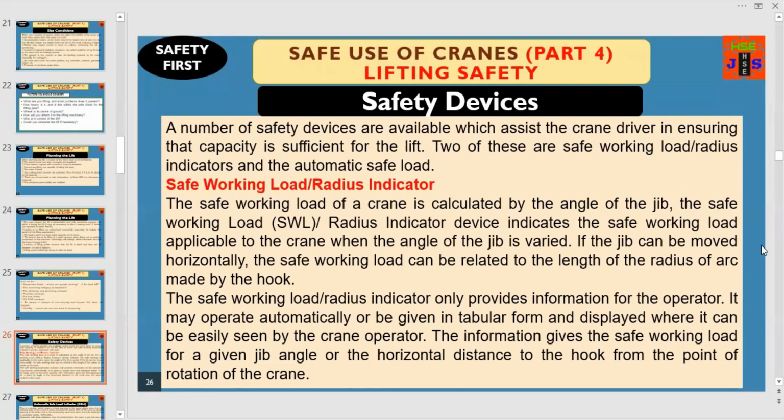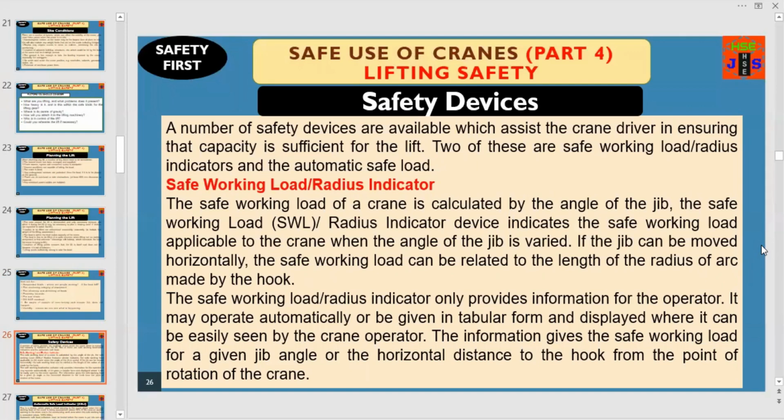The safe working load radius indicator only provides information for the operator. It may operate automatically or be given in tabular form and displayed where it can be easily seen by the crane operator.